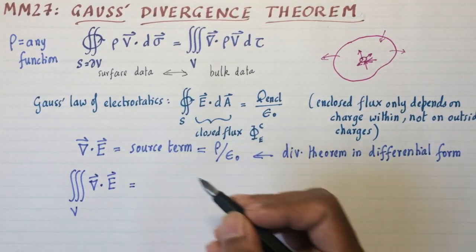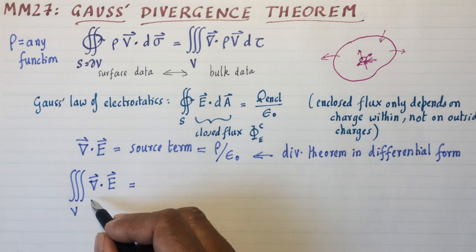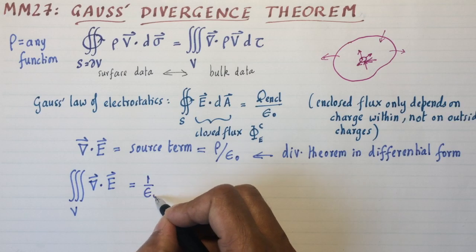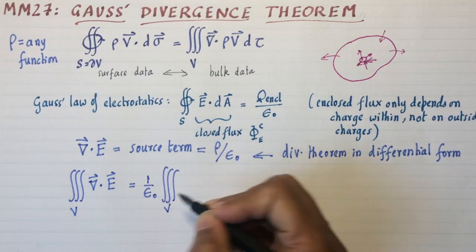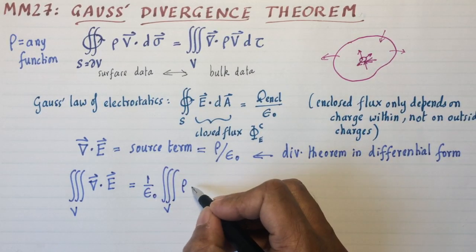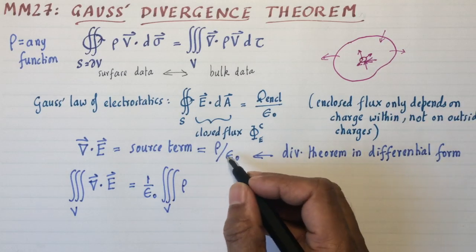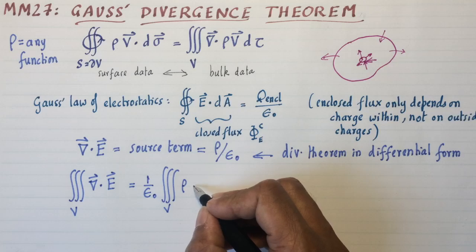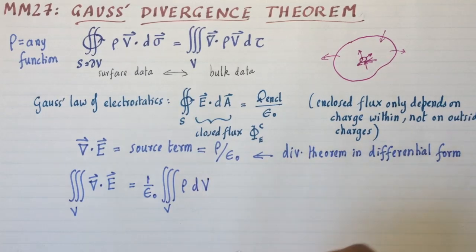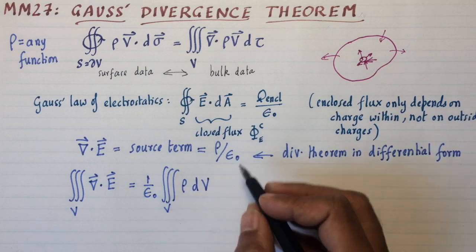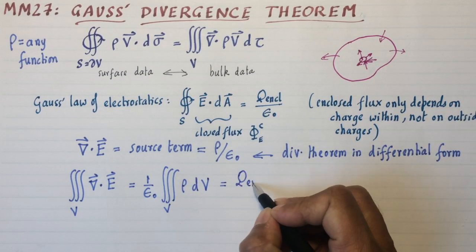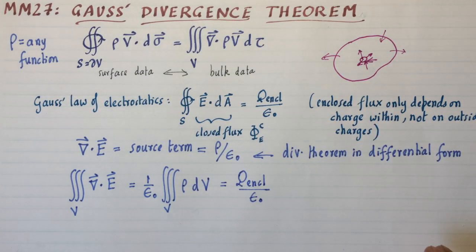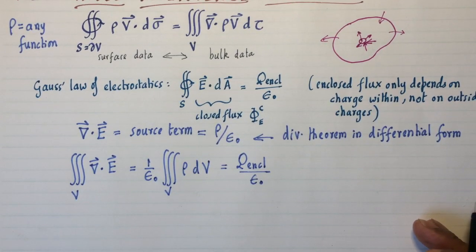So I have the triple integral over the volume of the divergence of the electric field is equal to 1 over epsilon naught, the triple integral over the same volume of the charge density function rho times dV, the volume element. Well, this is none other than the charge enclosed over epsilon naught. So we have got the right hand side of Gauss's law as traditionally stated in lower level courses.